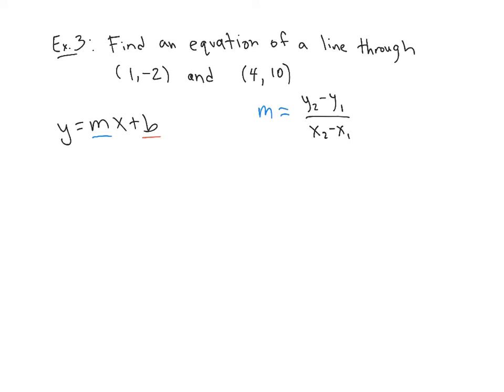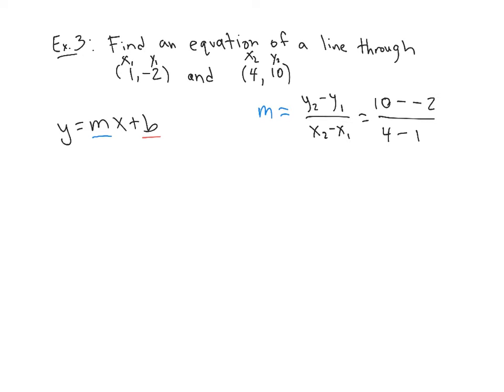I know I have my first point and my second point, so y2 is the y value of the second point, which would be 10. And subtract y1, which would be the y value of the first point, which is negative 2. And then x2 is the x value of the second point, which is 4. Subtract x1, the x value of the first point, which is 1.